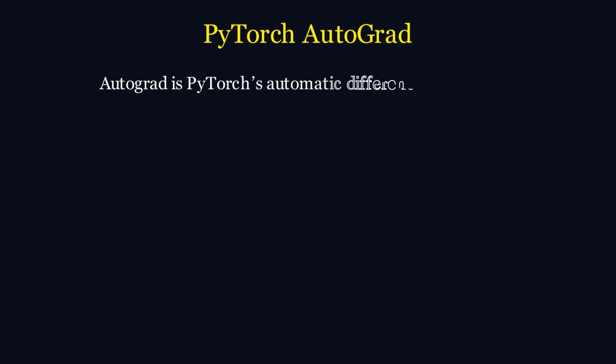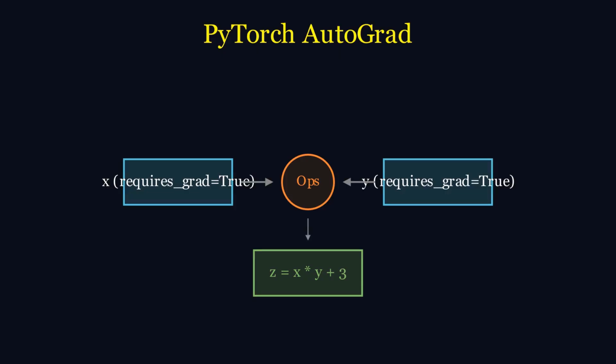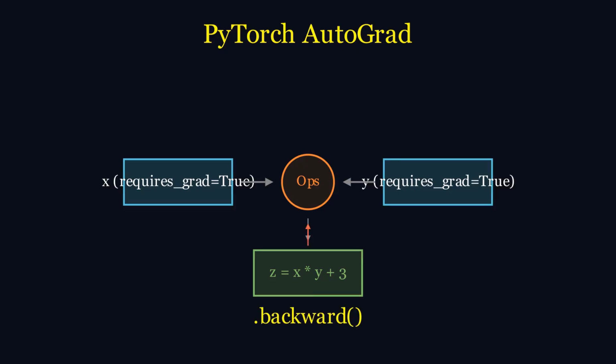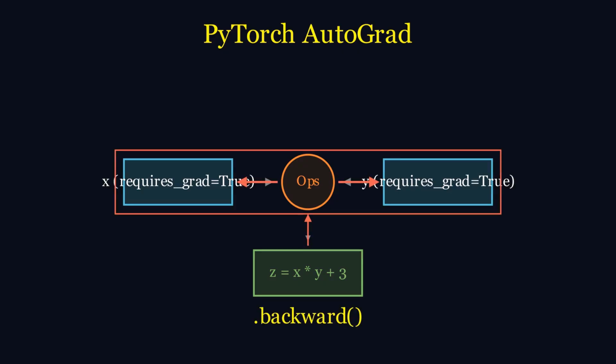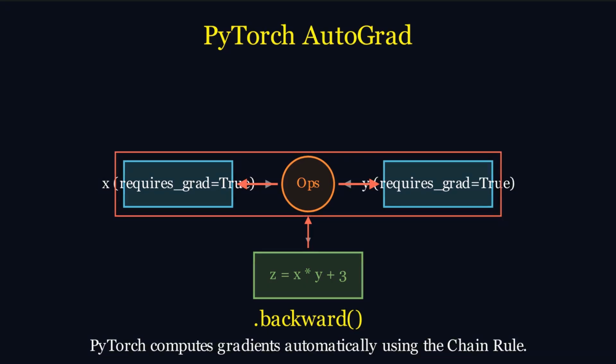Autograd is PyTorch's automatic differentiation engine. It tracks all the operations performed on tensors with requires_grad equal to True and builds a computation graph. Now, this graph records how each tensor is related to others. So when you call the .backward() function, PyTorch can compute gradients automatically using the chain rule.